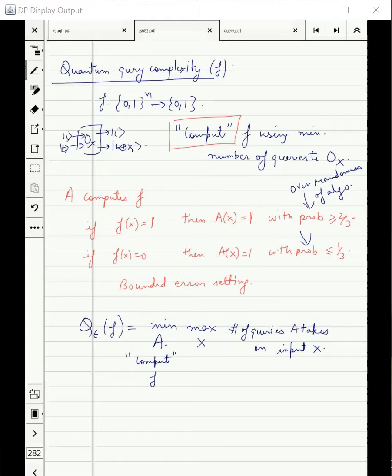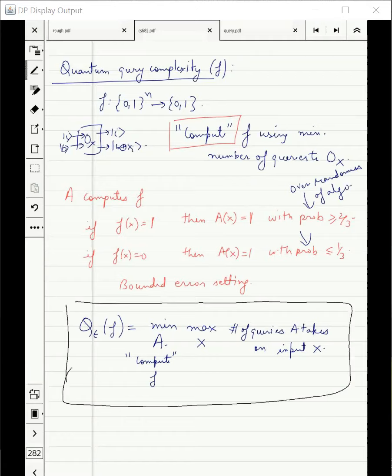And then I can define the quantum query complexity. We look at the worst number of queries, worst in the sense of, we look at all the inputs for A, whatever is the worst input, that's the number of queries for A, and then we search for the best algorithm where A computes F in bounded error.